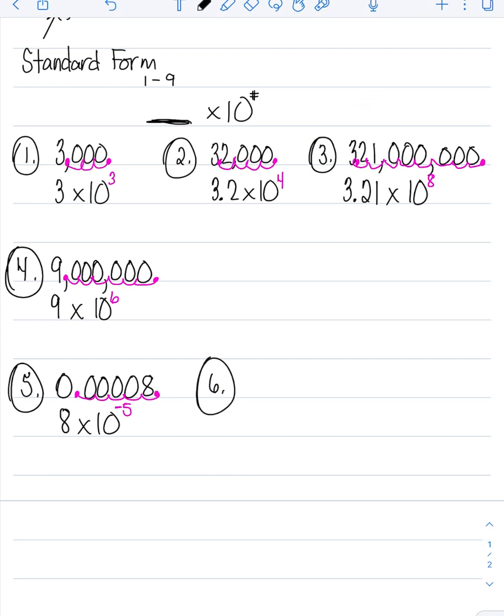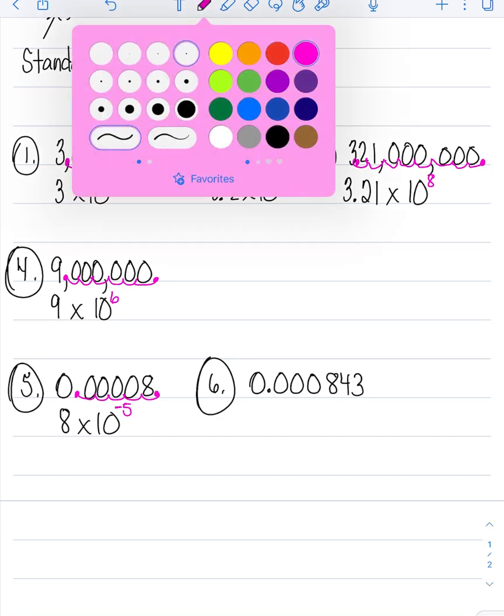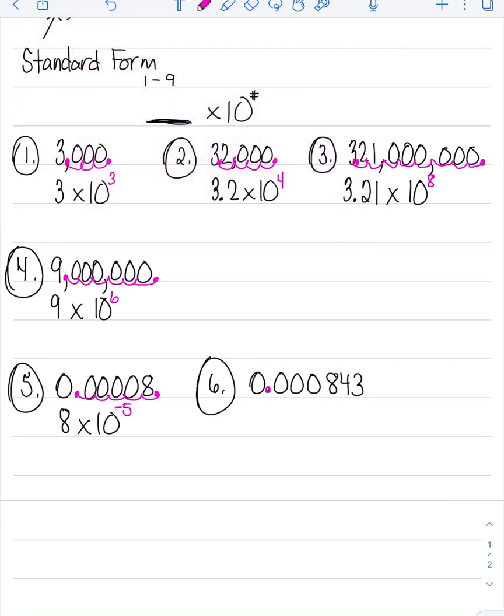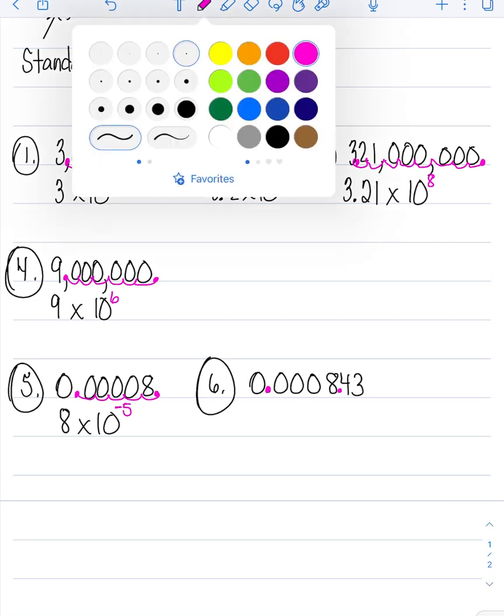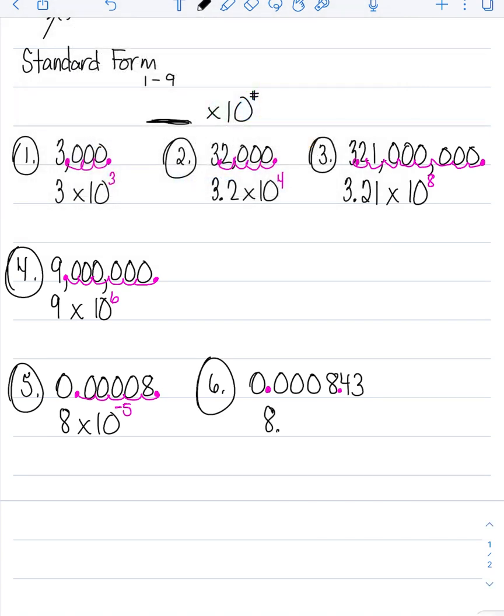So let's look at number 6. I want us to write 0.000843 in scientific notation. Let's find our decimal and decide where to move it. So it starts off here, but I'm going to move it here because I want, remember, 1, 2, 3, 4, 5, 6, 7, 8, or 9 in front of the decimal. And I've got 8 in front of it. So this becomes 8 point, and you write everything else after it, 8.43. See, I didn't just get rid of those other numbers. They just go after the decimal.